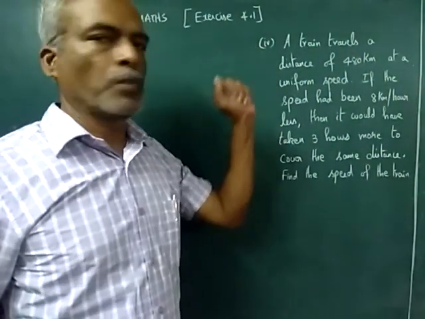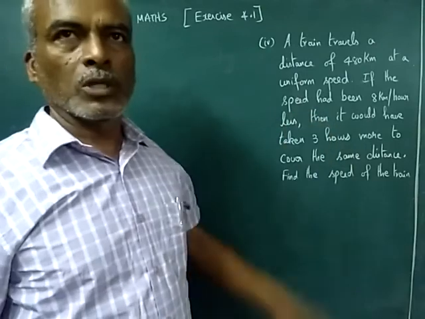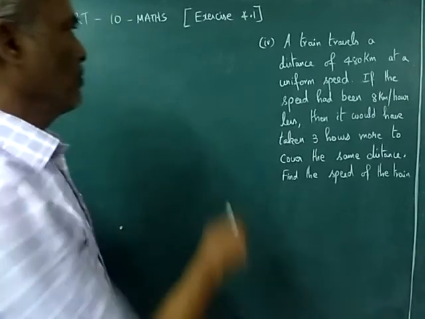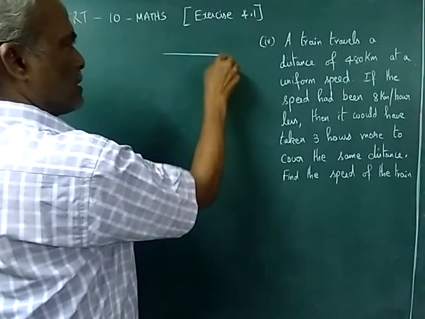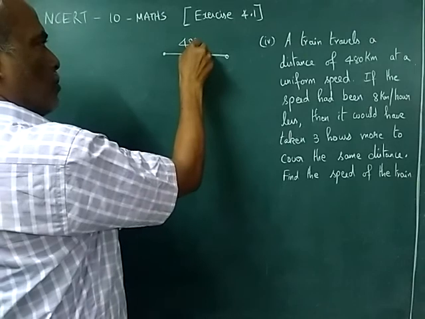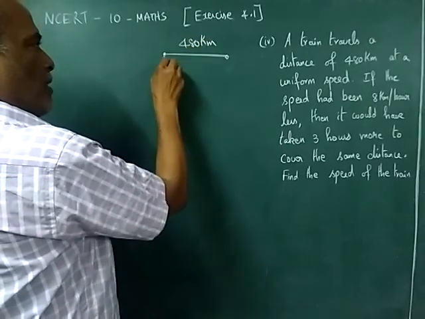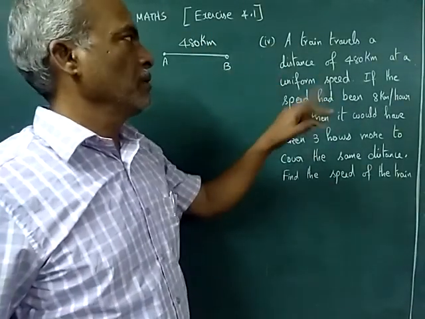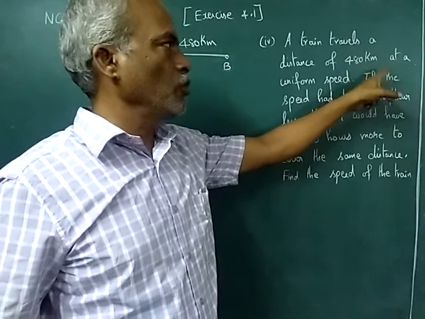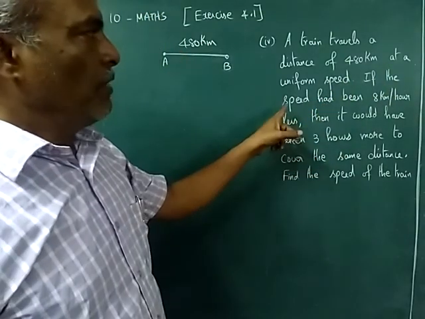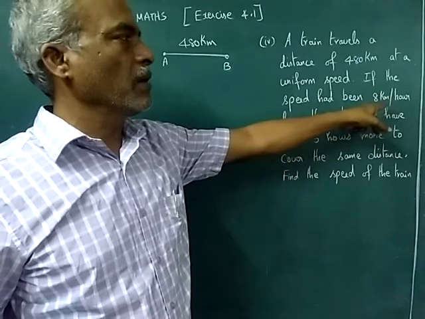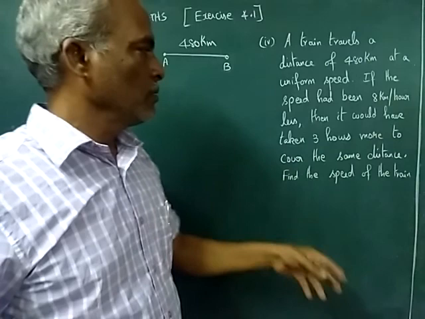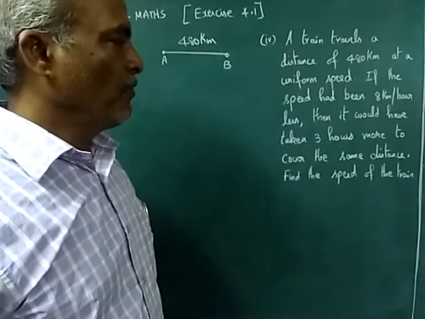In that fourth problem, let me read out the question. A train travels a distance of 480 km from A to B at a uniform speed. If the speed had been 8 km per hour less, then it would have taken 3 hours more to cover the same distance. Find the speed of the train.